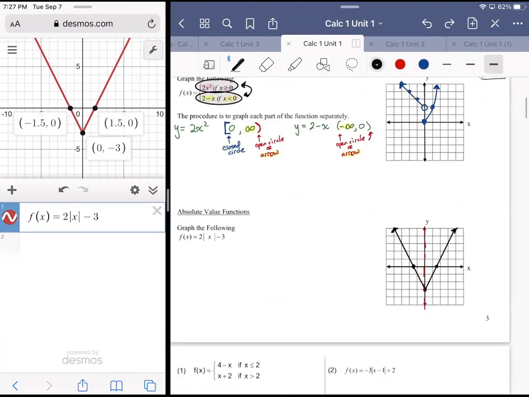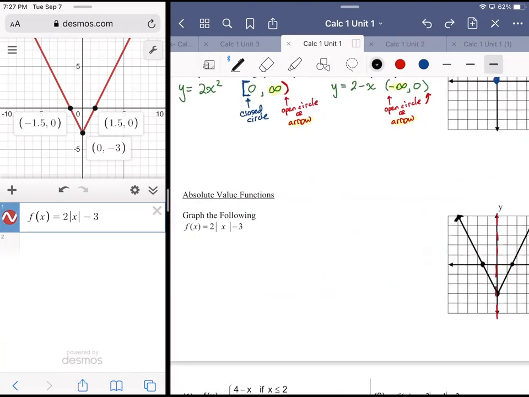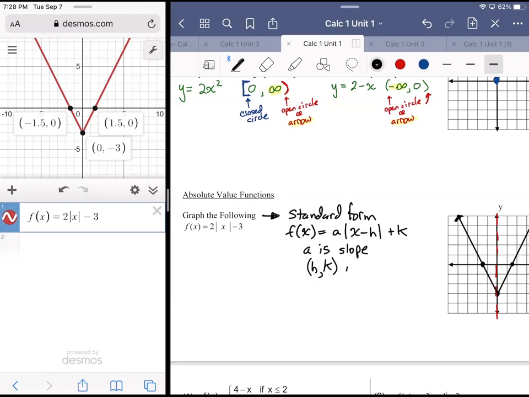All right. Now, just a quick refresher. The standard form for an absolute value function is f of x is equal to a times the absolute value of x minus h, plus k. A is the slope. H, K is the vertex. If A is greater than 0, it opens up. If A is less than 0, it opens down.